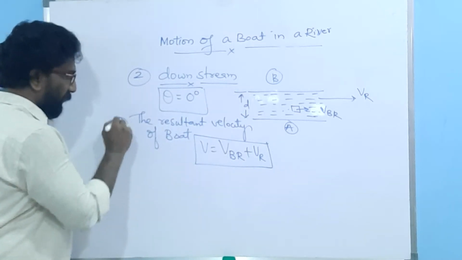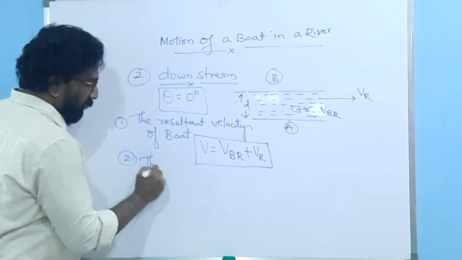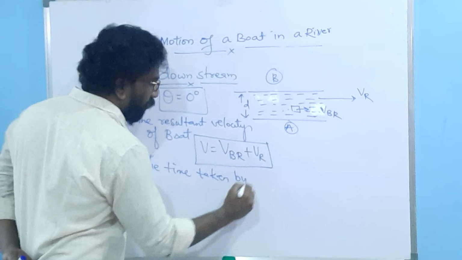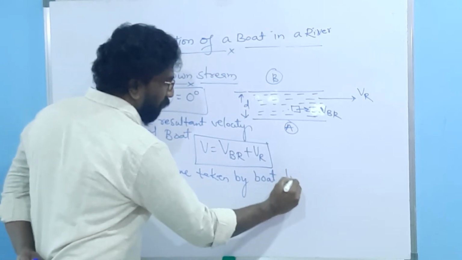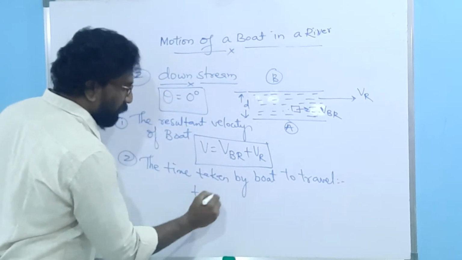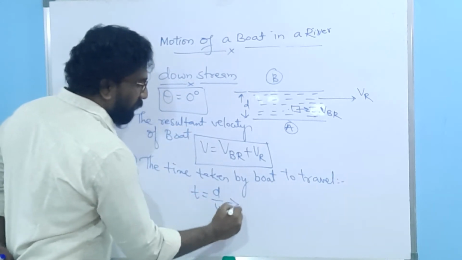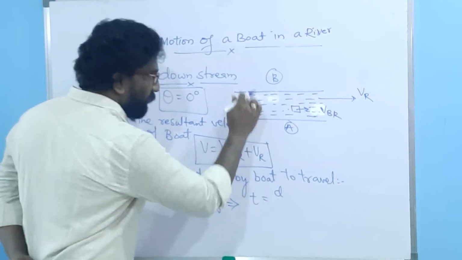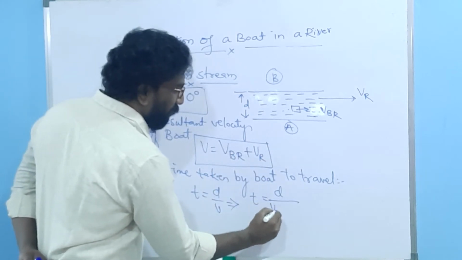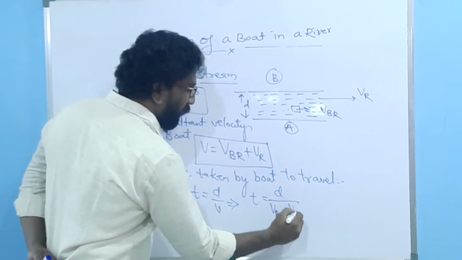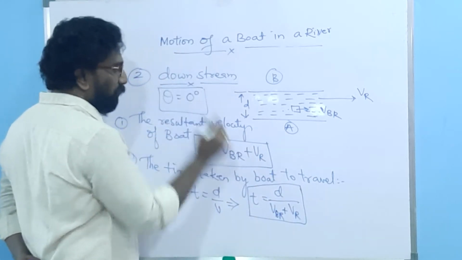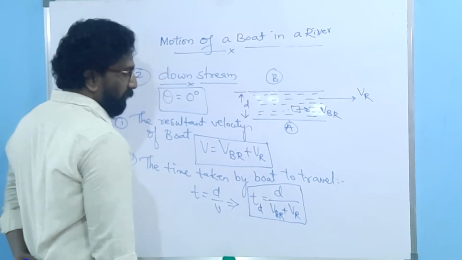So next one, the time taken by the boat to travel from one end of the bank to the other end of the bank is given by T is equal to D over velocity. This implies T is equal to D, the distance between the two banks, over the resultant velocity, that is VBR plus VR. Since we are talking about the time of a boat traveling in a downstream motion, I will notate it as TD.